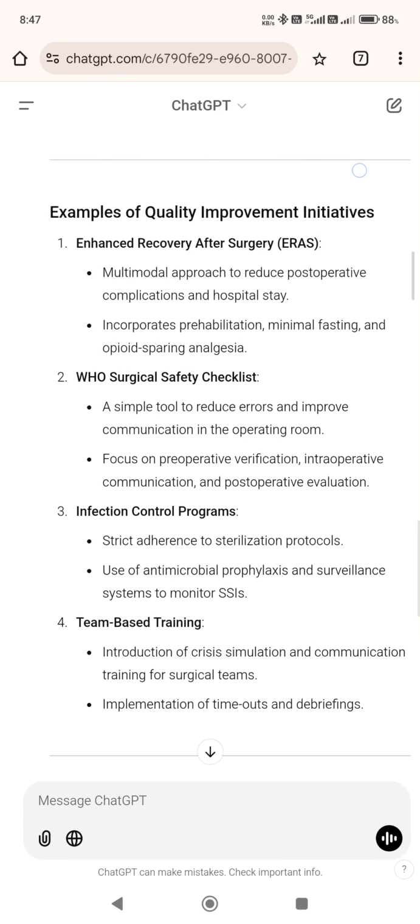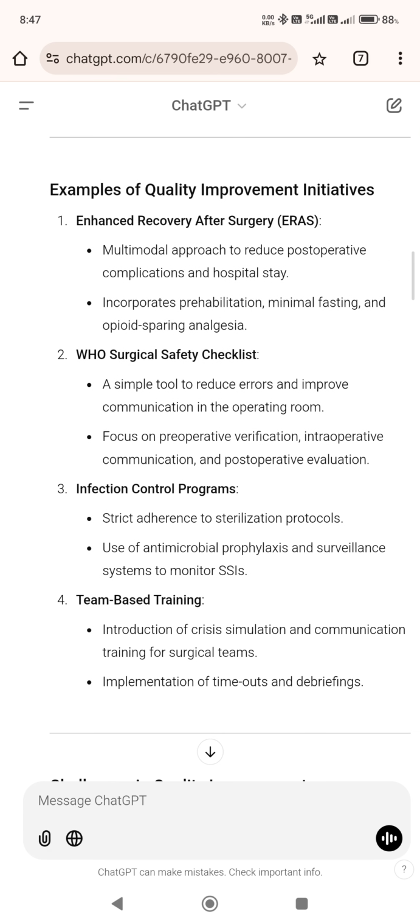Examples of quality improvement initiatives. 1. Enhanced recovery after surgery, multimodal approach to reduce postoperative complications and hospital stay. Incorporates prehabilitation, minimal fasting, and opioid-sparing analgesia. 2. WHO Surgical Safety Checklist, a simple tool to reduce errors and improve communication in the operating room. Focus on preoperative verification, intraoperative communication, and postoperative evaluation.